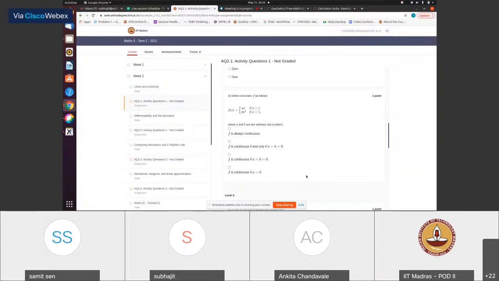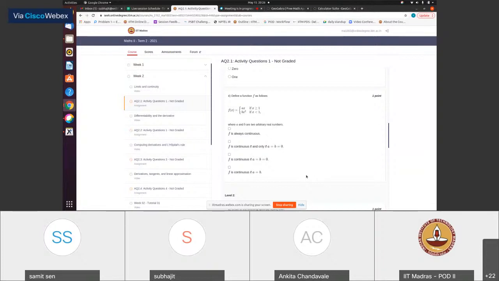For this kind of question, when x is greater than or equal to 1, the function is ax, right? Yes, sir. So ax is always continuous, because ax is a linear function, and a linear function is continuous. And when x is strictly less than 1, the function is also continuous, because bx square is a quadratic function, so it is always continuous. So the only problem arises when x is equal to 1.